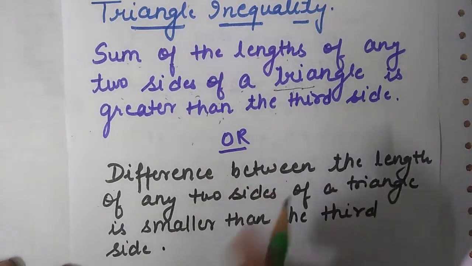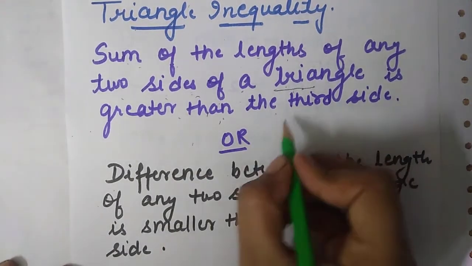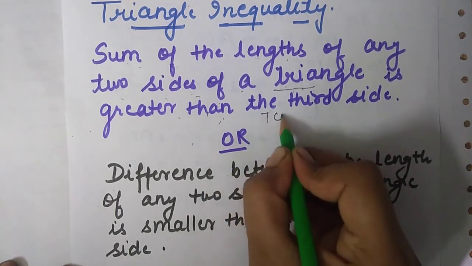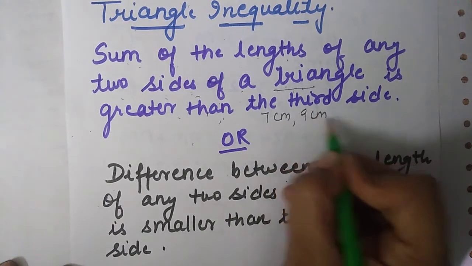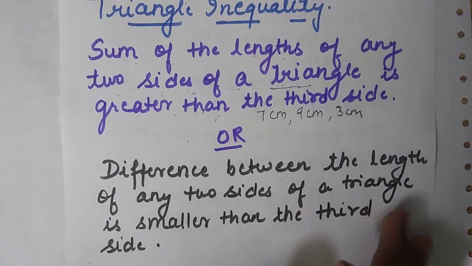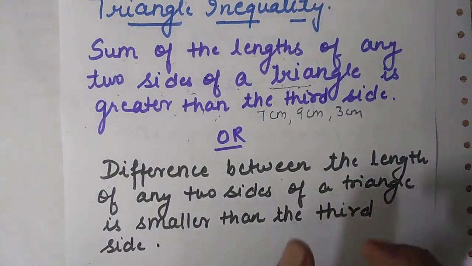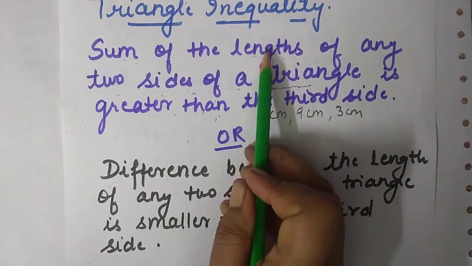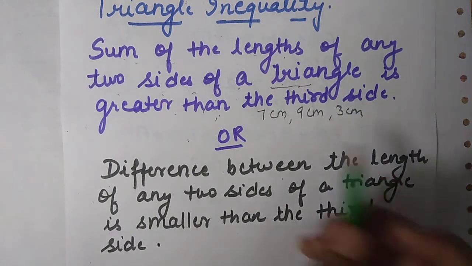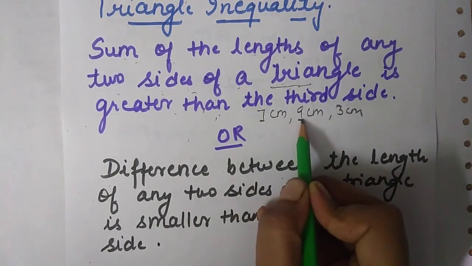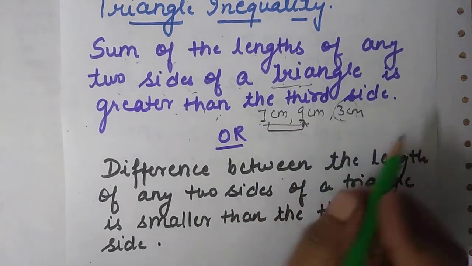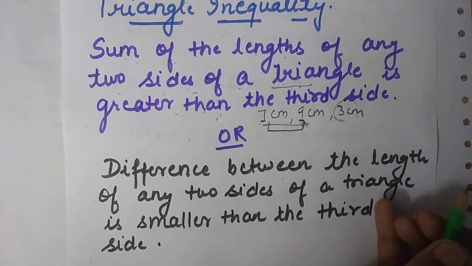Let us take an example to understand this. Suppose a triangle having sides 7 centimeter, 9 centimeter and 3 centimeter. These are the three sides. Now I am asking, is the triangle possible? For that I will check the triangle inequality, that the sum of each two sides is always greater than the third one. So let us check this. 7 plus 9, that is 16. The sum of these two sides is greater than this. Yes, first condition satisfied.